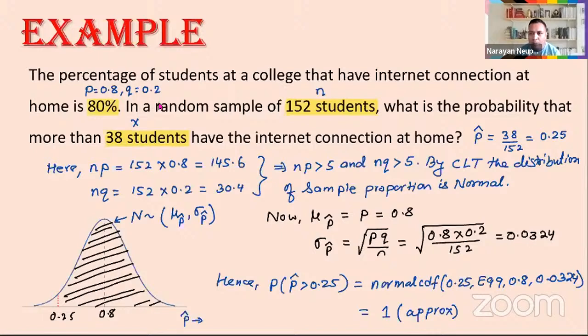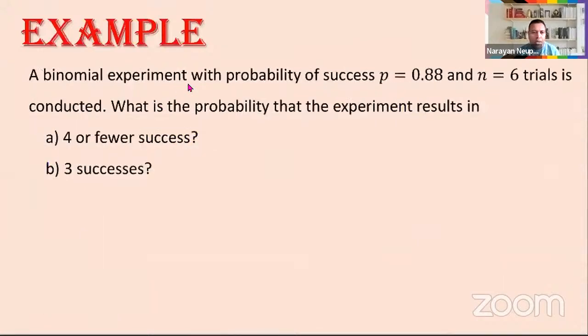So this one is on a proportion. Now let's move on to the next example here. So we have a second example here. Let's find out what is given in this second example. Looks like this is a problem on binomial probability distribution.